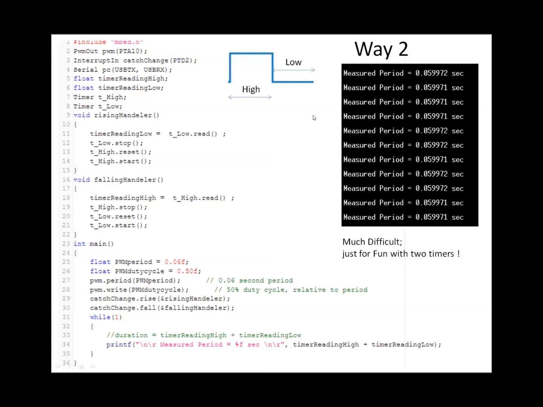So remember that you have only 2 handlers and it's periodic. So this rising will repeat again, and this falling will repeat again. So you have to think in a periodic fashion. Of course, the way with 1 timer is much easier. However, here I'm just trying to make it difficult to have fun with 2 timers.